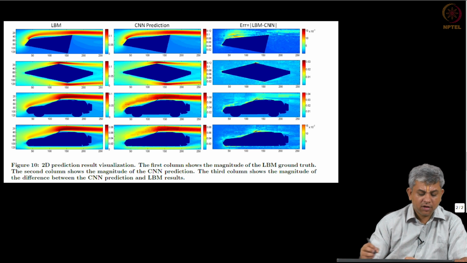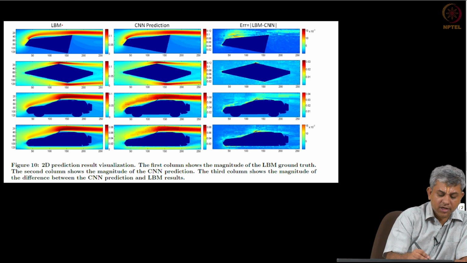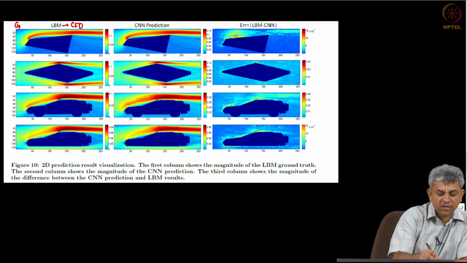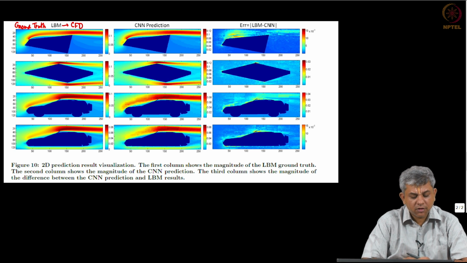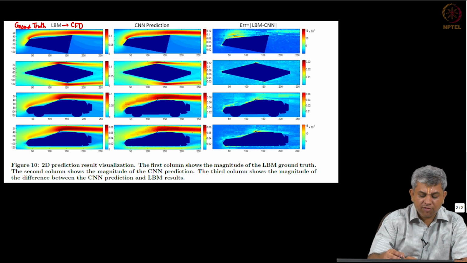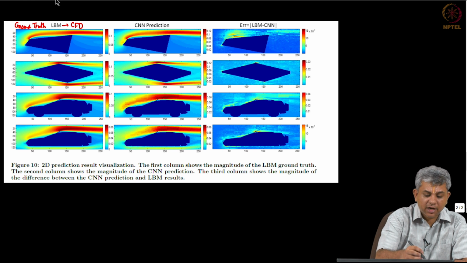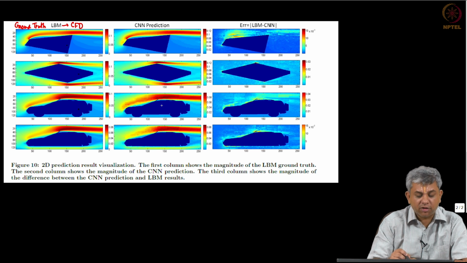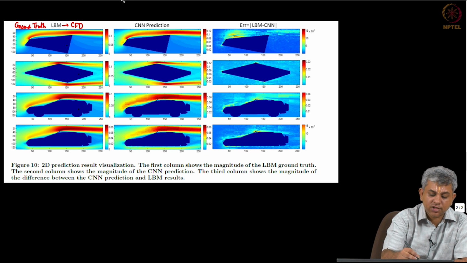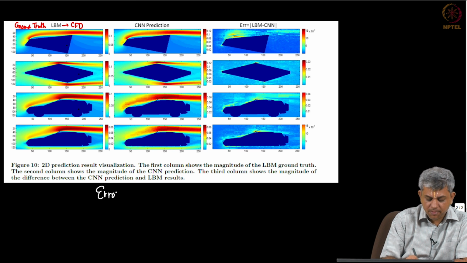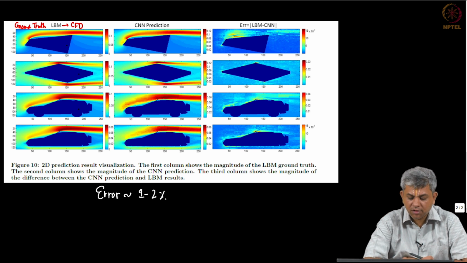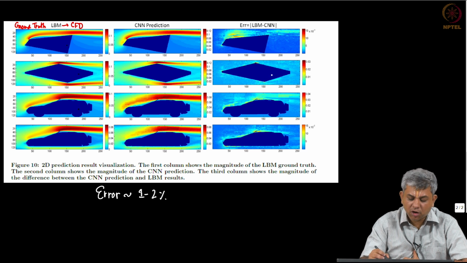So, here you have their results. What is written as LBM is essentially CFD, we can take this as ground truth. Okay. And here is the prediction from CNN. You can see that, picture to picture, the match is actually remarkably good. This is actually extremely good. Their error was around 1 to 2%. So, you can see the error drawn here.